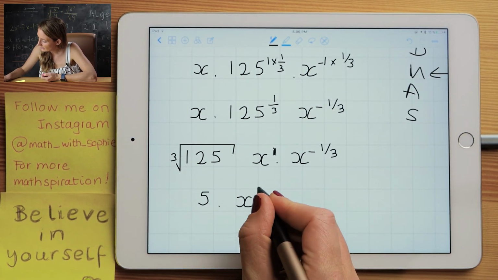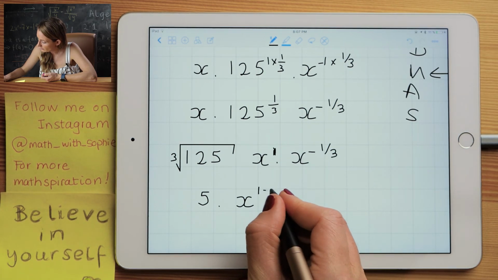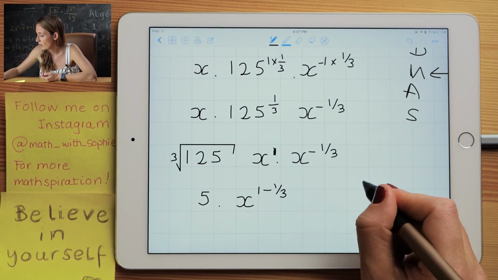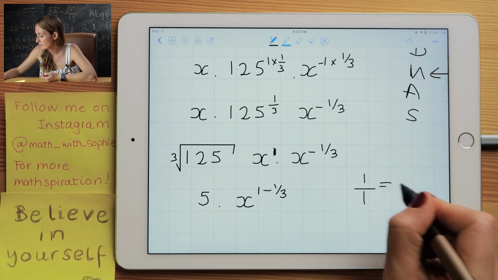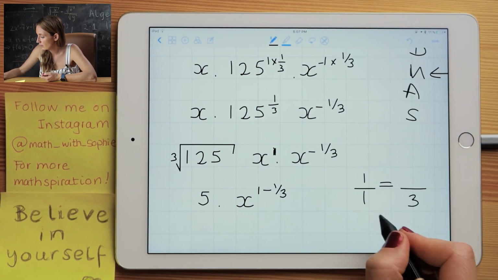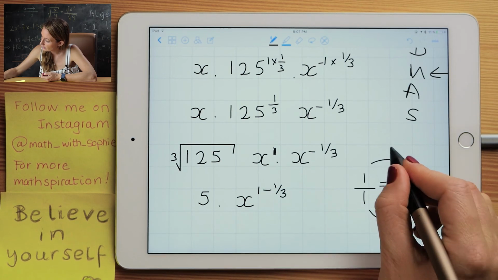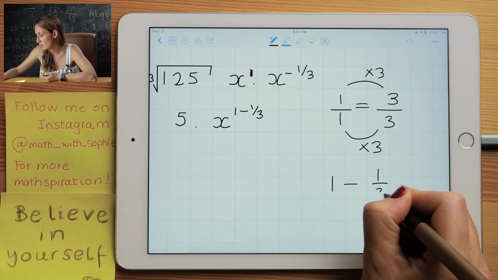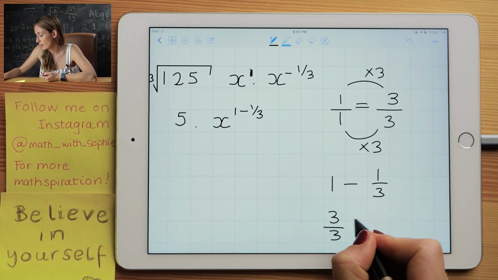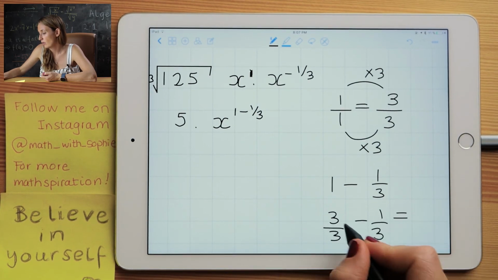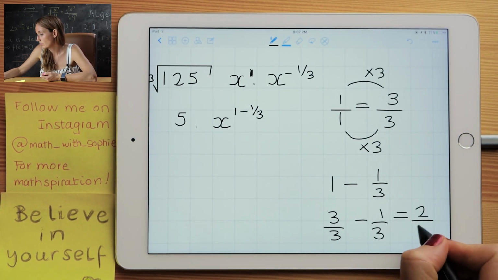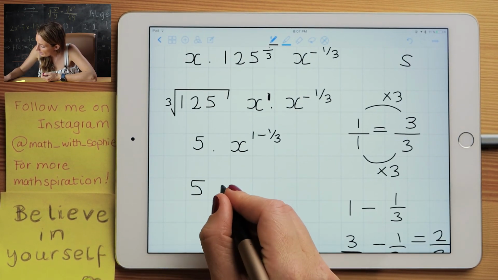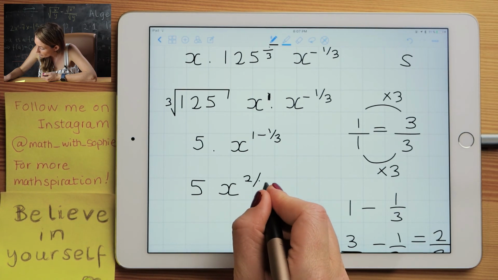Now here, I need to add these two. So 1, adding a minus a third, that will give me 1 minus a third. You need to have a common denominator here of 3. So I need to times that by 3, times that by 3. So I need to do 1 minus a third, which is the same as 3 over 3 minus 1 over 3. 3 minus 1 is 2, and the bottom number stays the same, 3. So I end up with 5x to the power of 2 over 3.